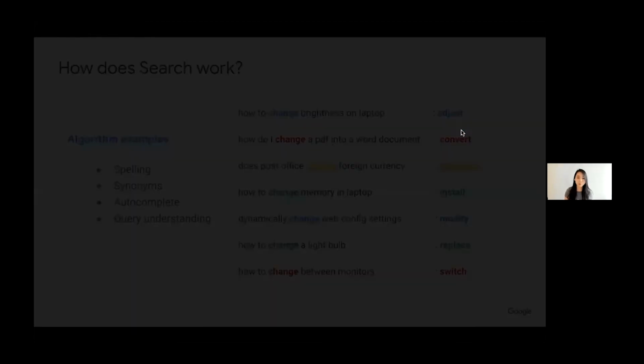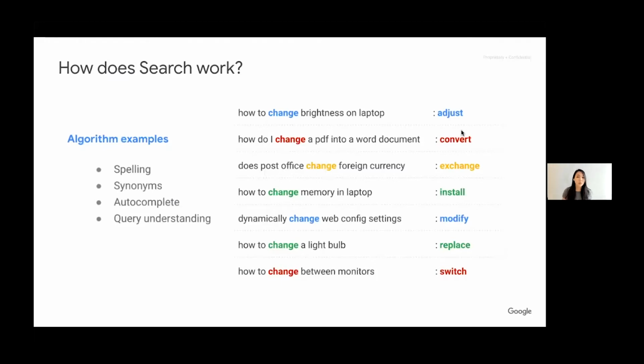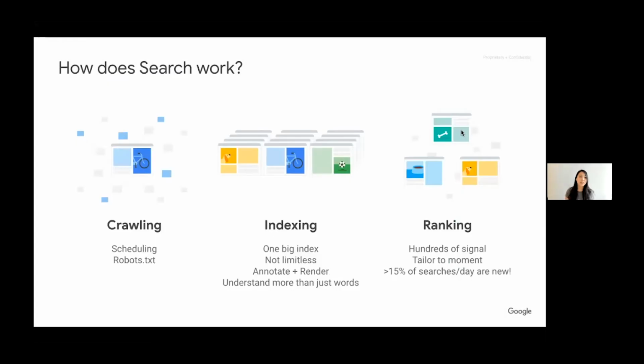For example, when you type queries with the word change, it can mean many things such as adjust, exchange, modify, or replace. Or if you are searching on a mobile phone or laptop, you might be looking for different things. We have to understand these differences and contexts so that we can serve you the best search results possible. Also, in 2017, for example, we knew that 15% of searches per day are new, meaning we haven't seen those queries before.